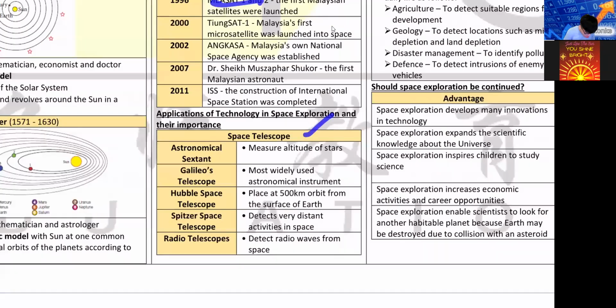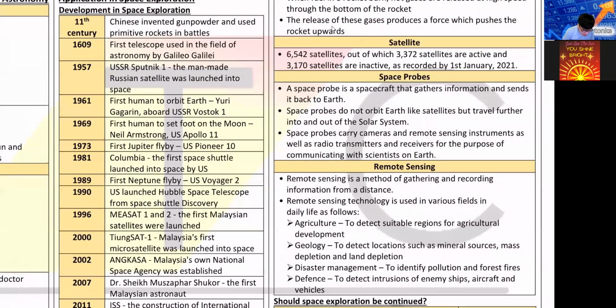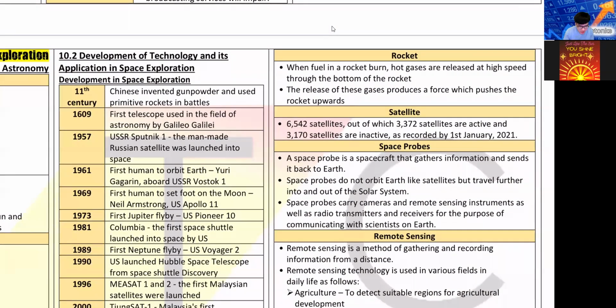So, space telescope. The most common one would be your Hubble Space Telescope. This is how they observe space, to see whether there's any asteroid coming. This field you roughly need to know. Rocket. This is what you use to launch your satellite to space. Satellite is the thing that goes around us. What is a space probe? A space probe is the thing that you send to a planet to study the planet.